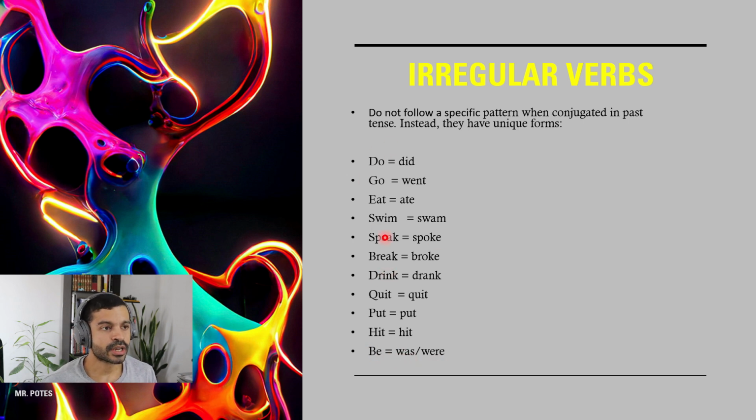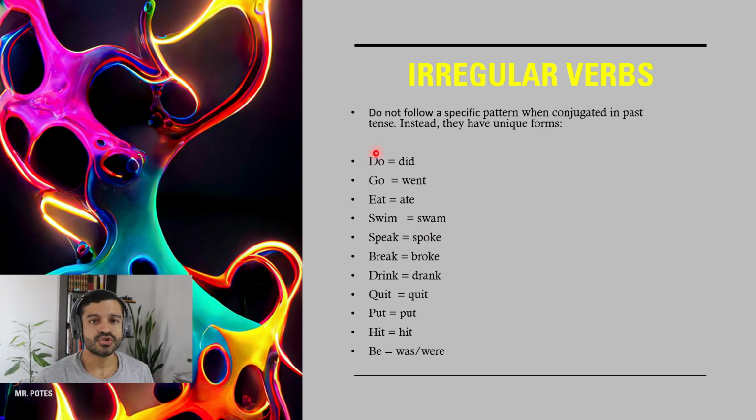Alright, so as you can see, there is no rule. It's not like we add ed, no. If you see the verb do, you do not add ed, because this is an irregular verb. So the past of do is did. The past of go is went, because go is irregular.